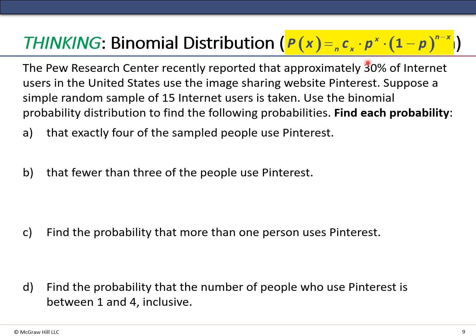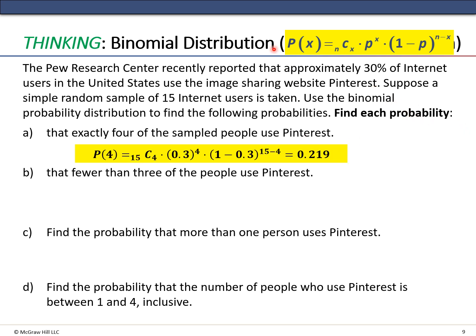What is our probability of success? Okay, well, 30% of internet users use Pinterest, so our lowercase p is 0.3. People that don't use it is 1 minus 0.3 or 0.7. Now we have all the variables figured out, so we can calculate this formula.